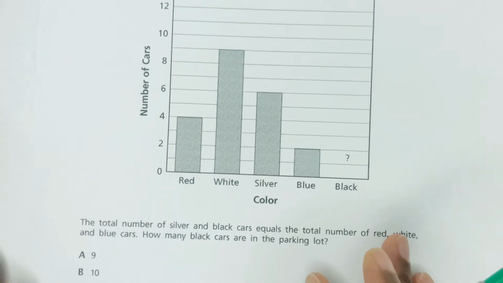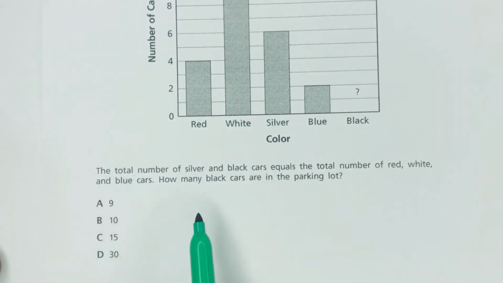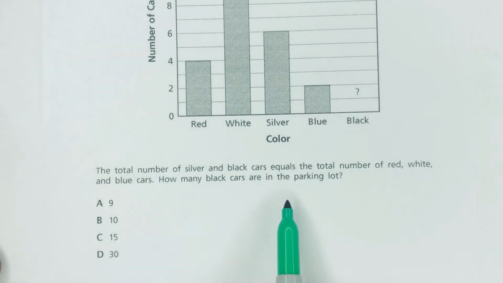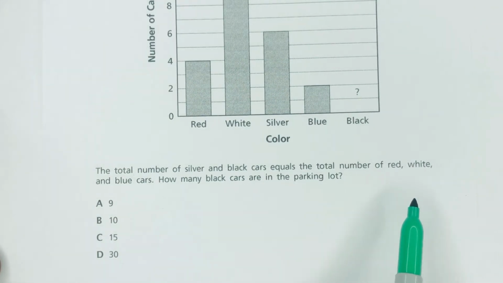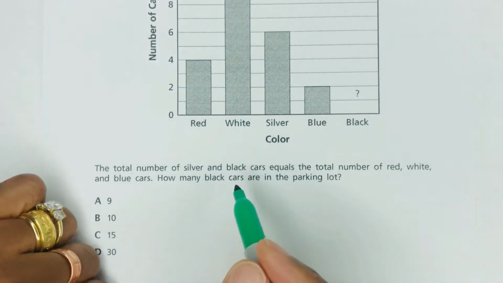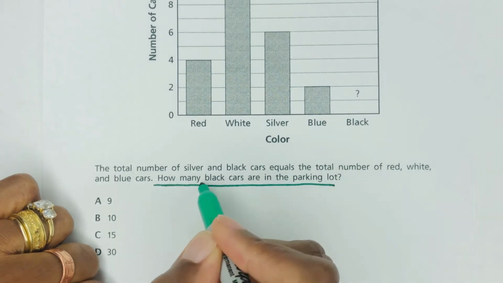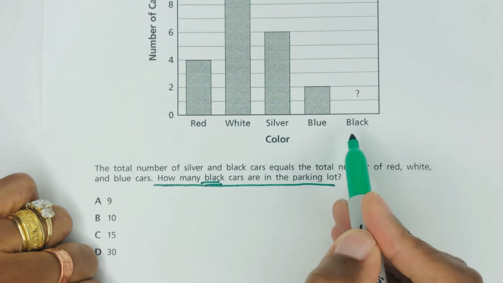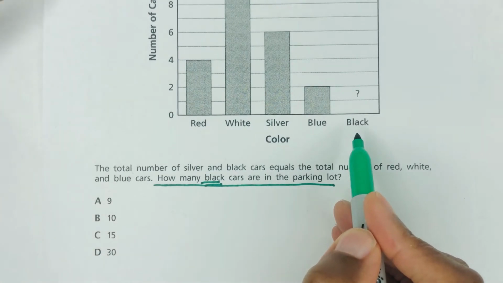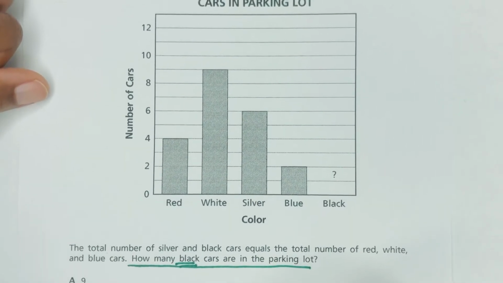Let's take a look at the question. The total number of silver and black cars equals the total number of red, white and blue cars. How many black cars are in the parking lot? All right, so let's underline that question first, right? So they're asking about how many black cars, which is here, right? So they've got the question mark there. So then let's go back and mark it up.